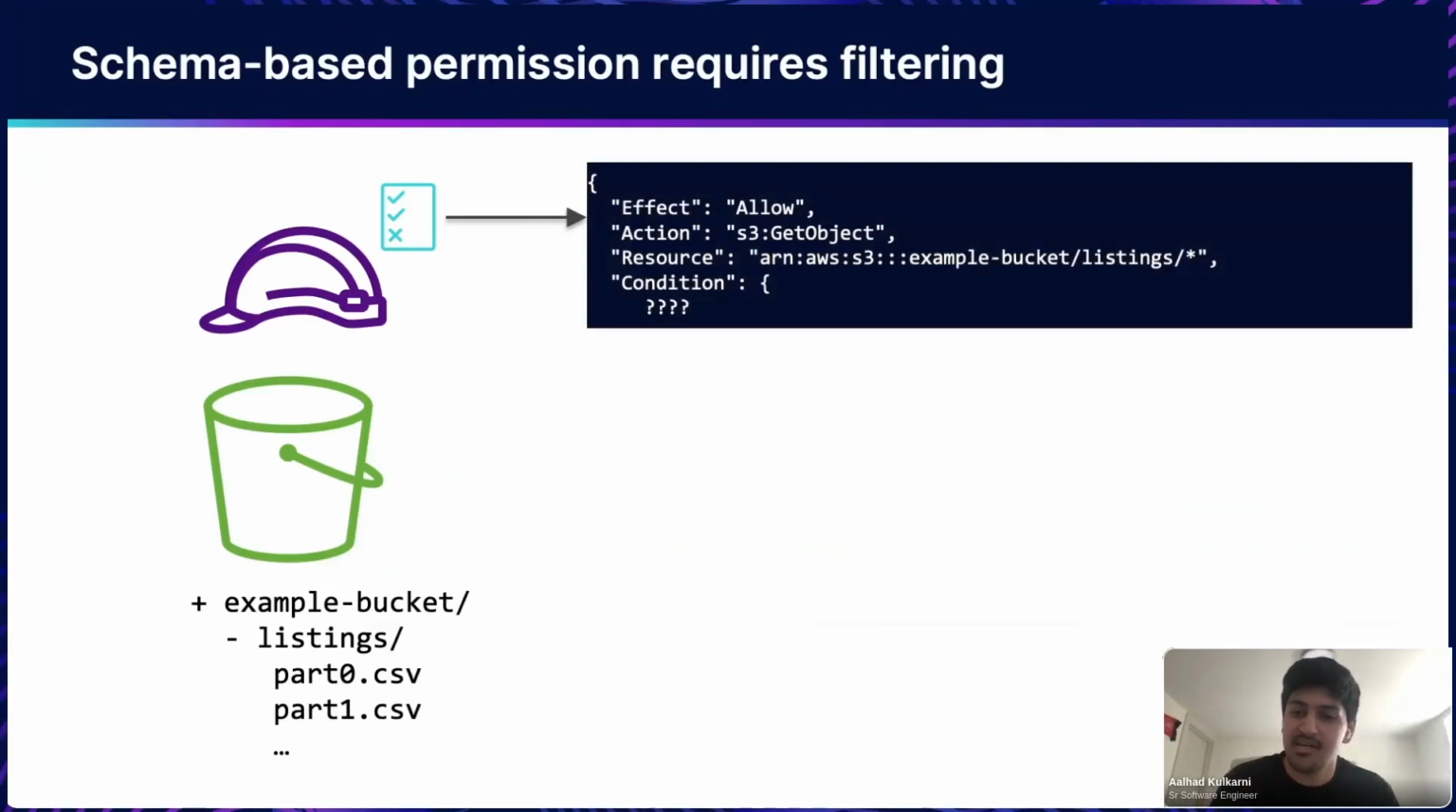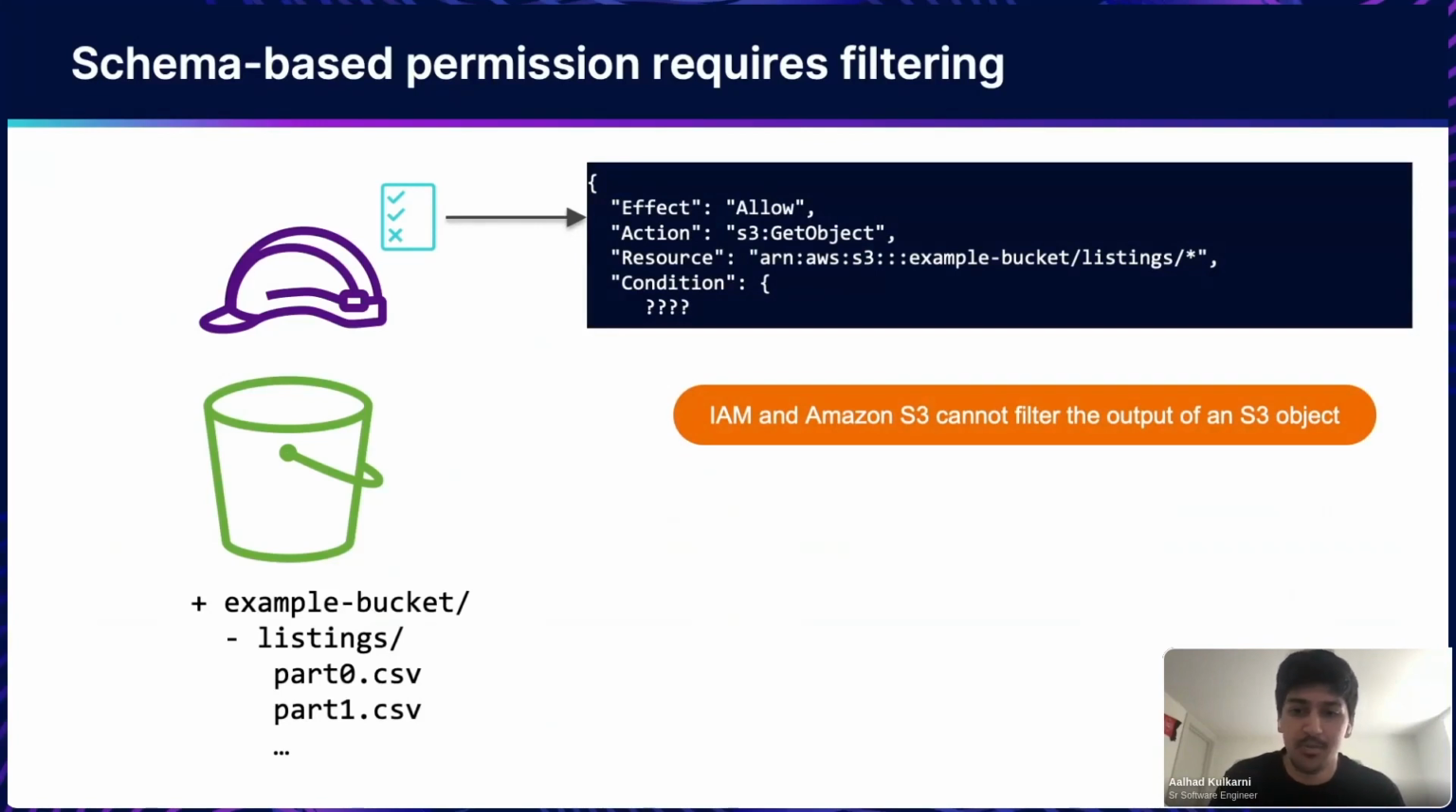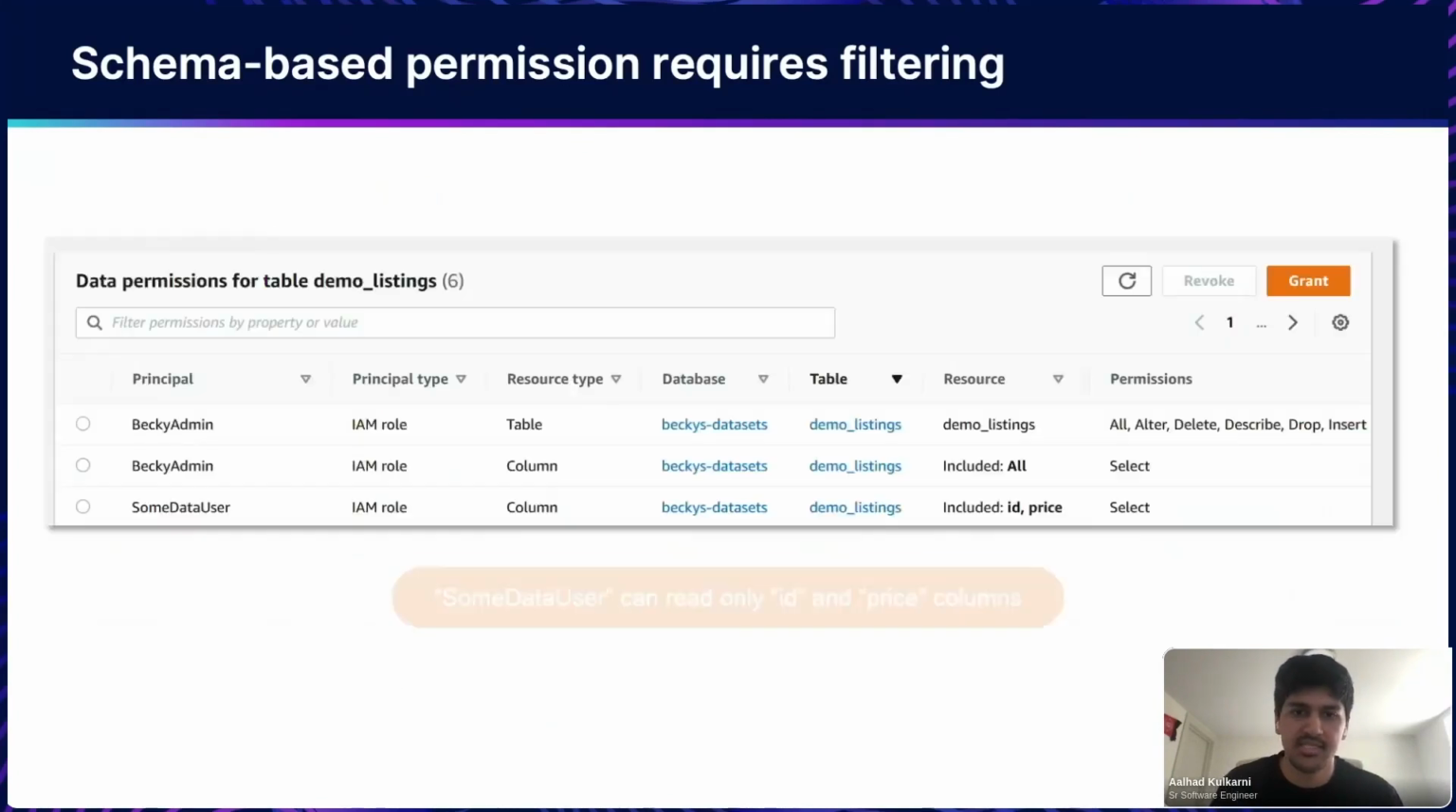You cannot represent that today in an IAM or S3 policy because IAM and S3 cannot filter the output of an S3 object. So this kind of pattern is very common in data lake scenarios where you have structured data sets that customers need access to, and they need to use for analytics, machine learning, or anything else. So how do you actually grant fine-grained access controls on these data sets?